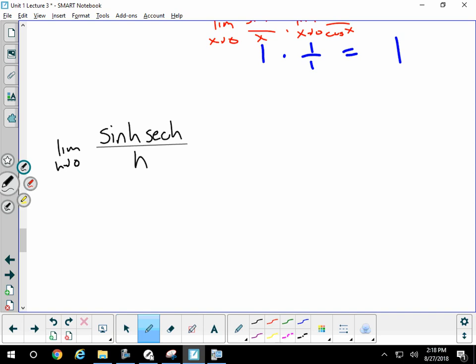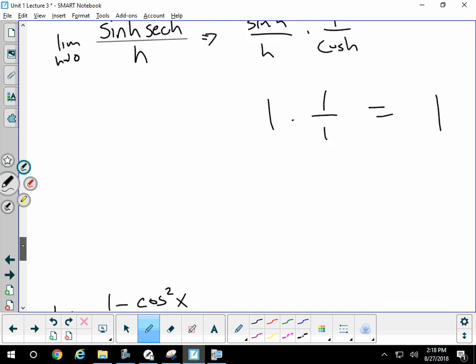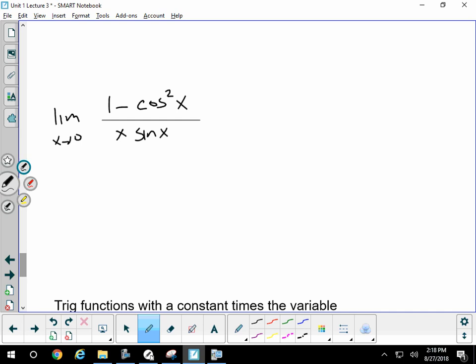This one's very similar. Probably can skip it. I'll just do it quickly. You can write it as sine h over h times 1 over cos h. This is 1. This is 1 over 1. That's 1. Okay. So very similar. Let's try this guy out.